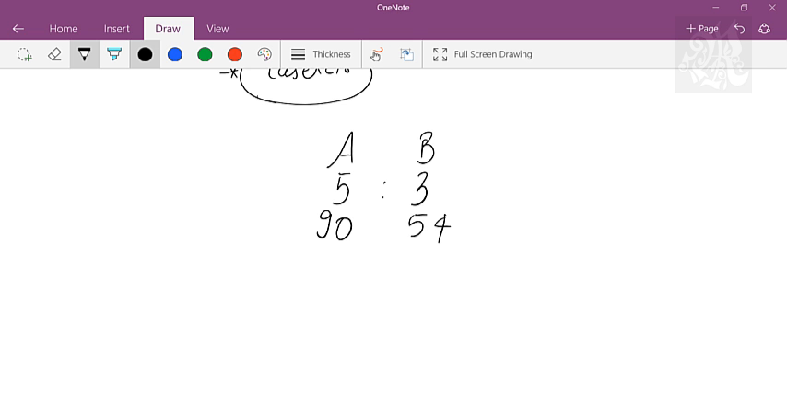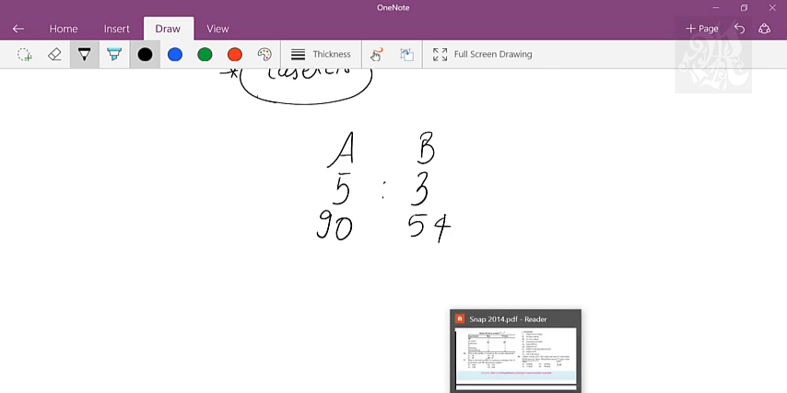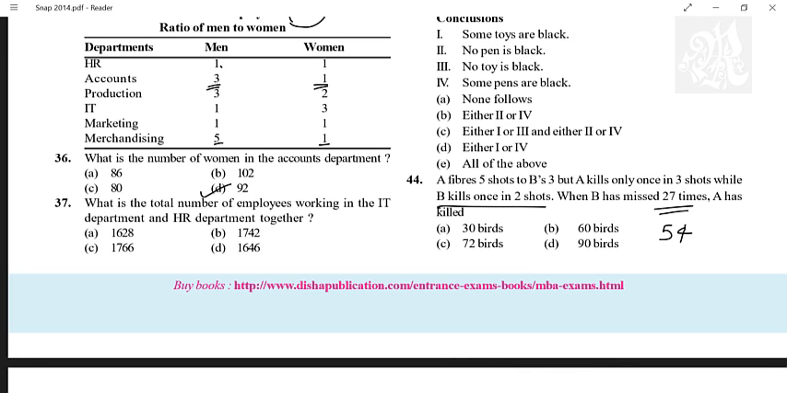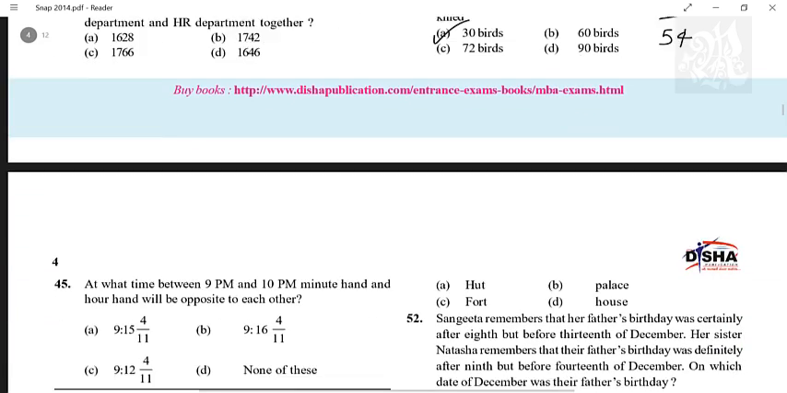Okay, and out of 90 shots that A hits, A kills once in 3, which means out of 90, he'll kill 1/3. 1/3 is basically 30 birds. Yeah, so you don't have to use any concrete area here. It's just a very miscellaneous thing. You can use common sense and get the answer.